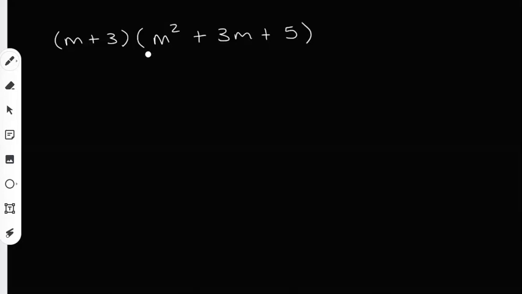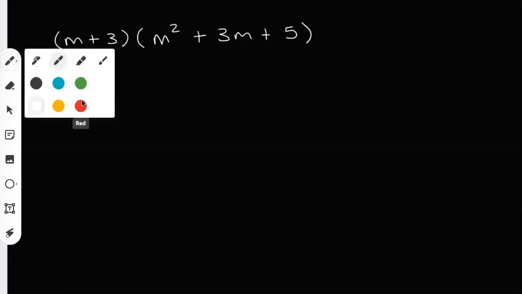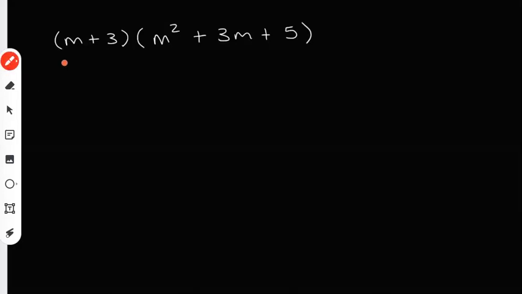So the first thing that I'm going to do is change my color to red, and I'm going to underline the first term over here on the left side, this m. And what I'm going to do there is multiply it by every term in the trinomial. So it's going to get multiplied by the m squared and the 3m and the 5. But it has to go in order. So m times m squared, that's going to give me m cubed.